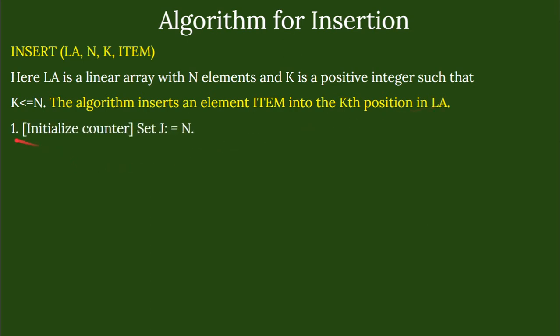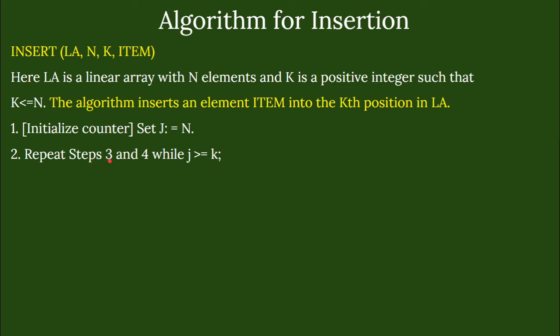Let us see the algorithm. Step 1, we have to initialize the counter. Here N is the number of elements in the array, which is the size of the array. Now suppose, for example, there are 5 elements in the array, and if you insert one more element, the size becomes 6, N becomes 6. So initially we make J the value of the size of the array, N.